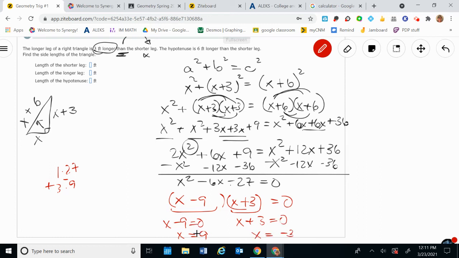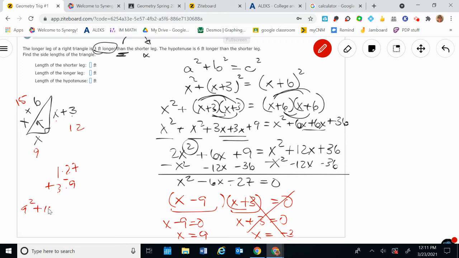Okay, so look, in this case, x is equal to 9. That's a positive. That makes sense. Negative 3 doesn't make any sense, because you cannot have a negative 3 distance. So this is 9. This is 12, because 9 plus 3 is 12. 9 plus 6 is 15. And there you go. And you can always tell if you got it right, by the way, by plugging it back into the Pythagorean theorem.